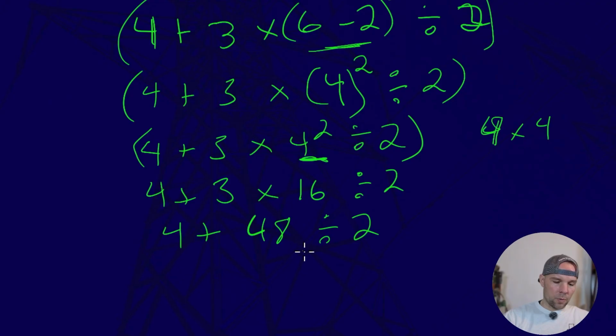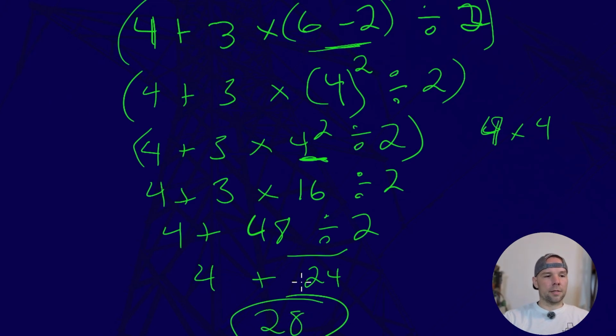All right, so next we have division. So 48 divided by 2 is going to be 24. And then finally 4 plus 24 is 28. So that's our answer. Notice how I rewrote everything step by step, carrying down the previous numbers, the previous symbols, operations, and this helps me stay organized all the way through.